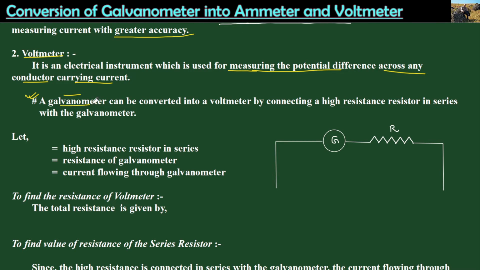We can convert this galvanometer into a voltmeter by connecting a high resistance resistor in series. Earlier in the ammeter we connected a low resistance, but in the voltmeter we connect a high resistance in series. For the ammeter it is a low resistance in parallel, but in the case of the voltmeter it is a high resistance in series. So from here, we have to make certain assumptions.